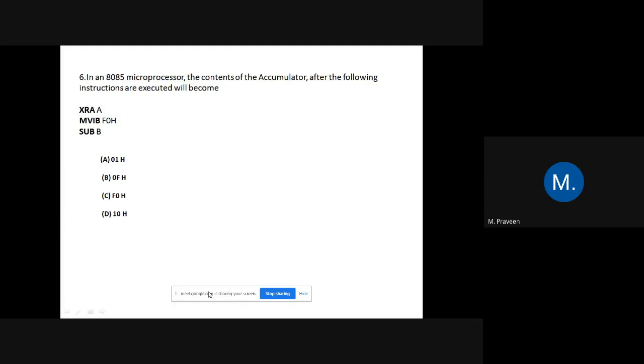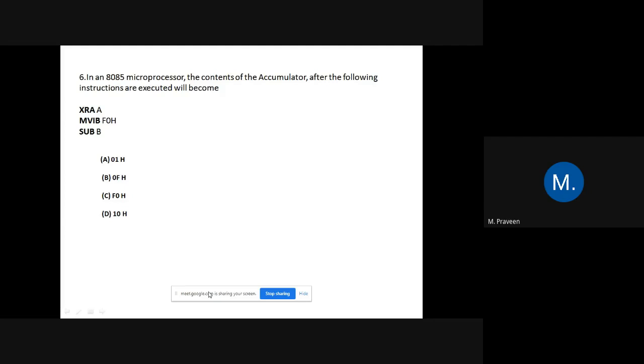In an 8085 microprocessor, the content of the accumulator after the following instructions are executed will become dash. So we have to find the content of the accumulator after the 3 instructions. The first instruction is XRA A. The second instruction is MVI B, F0. The third one is SUB B. I think it's very simple. Can anyone guess what the answer is? A, B, C, D are given.